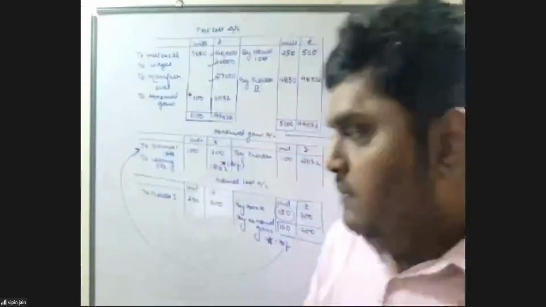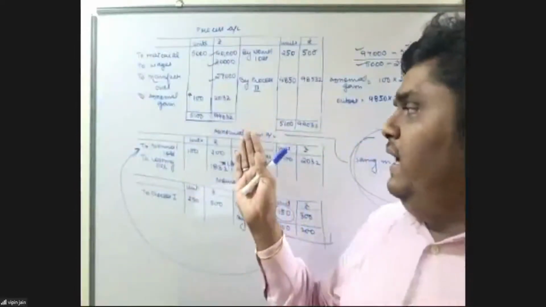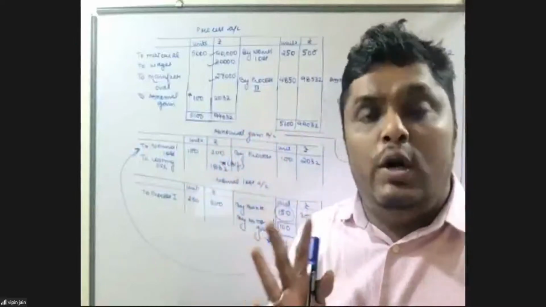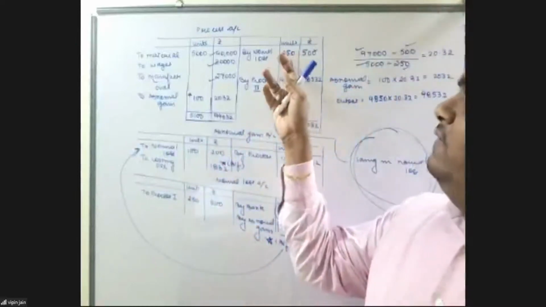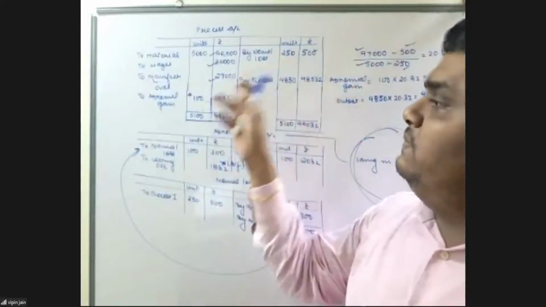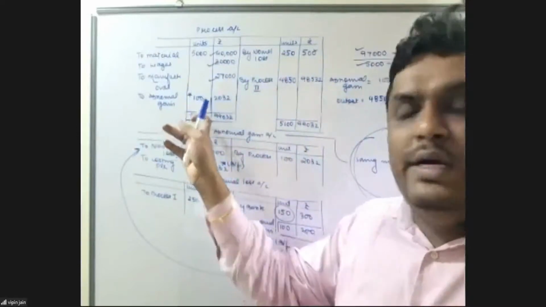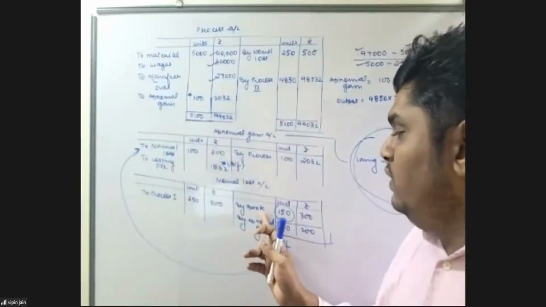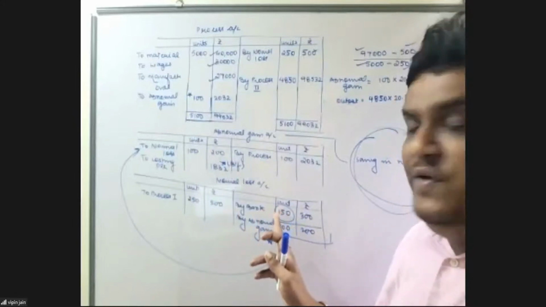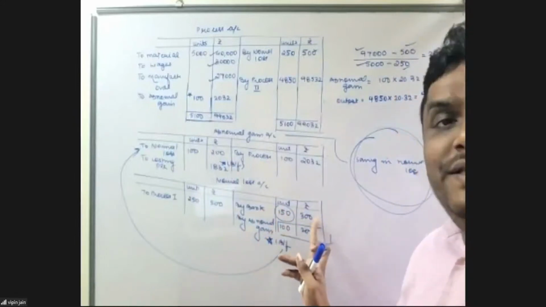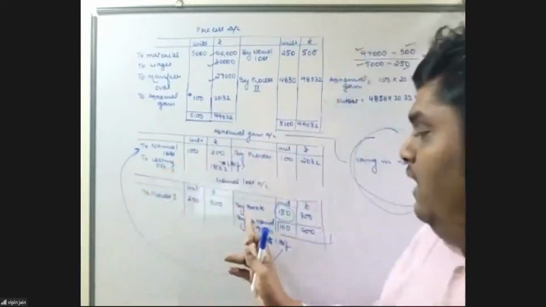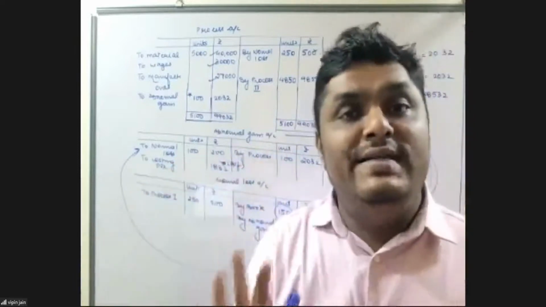Again, it's a bit tricky. I repeat again, abnormal gain is saving in normal loss. So herein, even though my normal loss is 250 units, there is an abnormal gain of 100 units. So the units that are actually sold in the market are only 150 units, and the amount realized is 300. So the balance 100 units will be adjusted against abnormal gain.